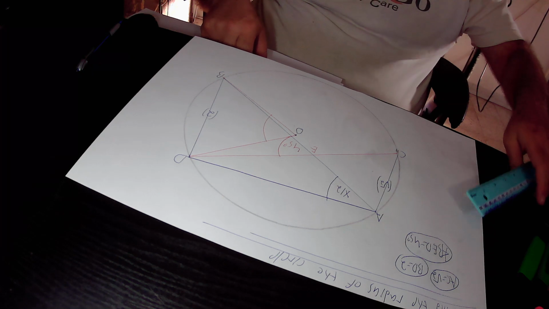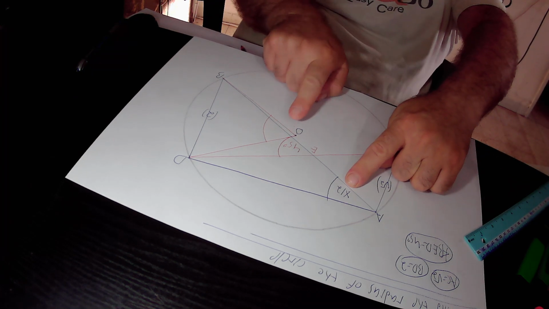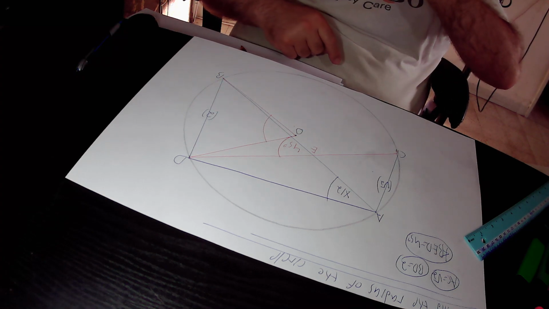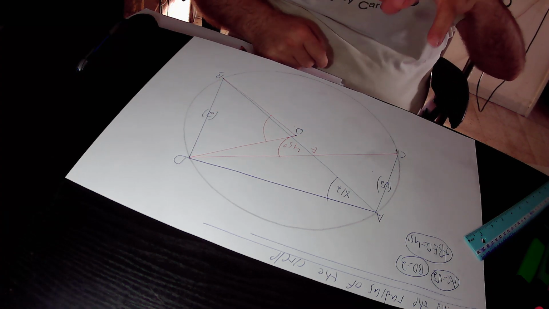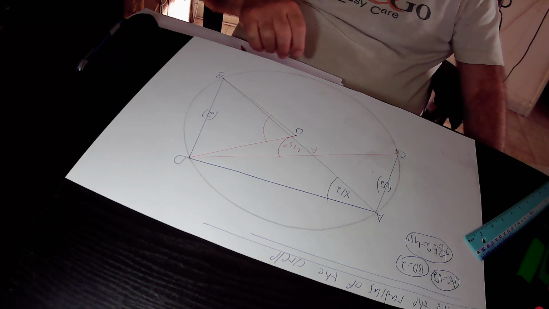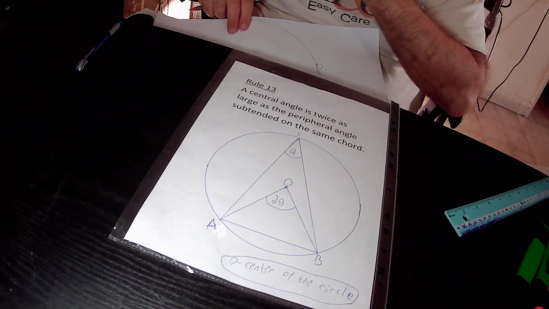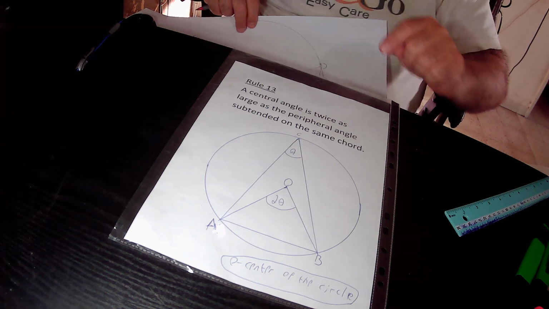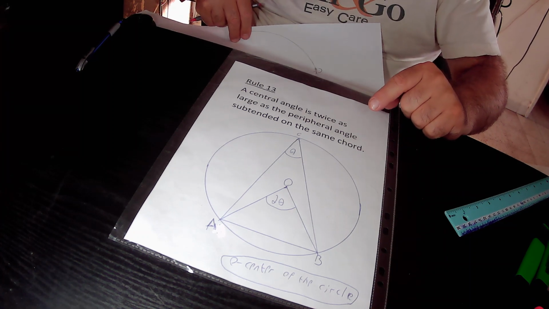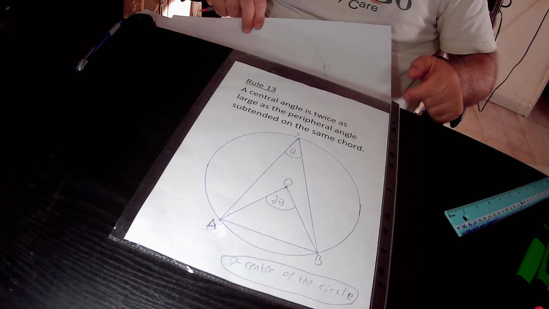So we have here those two angles, the above, subtended on the same chord called DB. So now we can implement Rule 13 in our drawing. So I repeat quickly Rule 13. According to Rule 13, the central angle is twice as large as the peripheral angle subtended on the same chord.